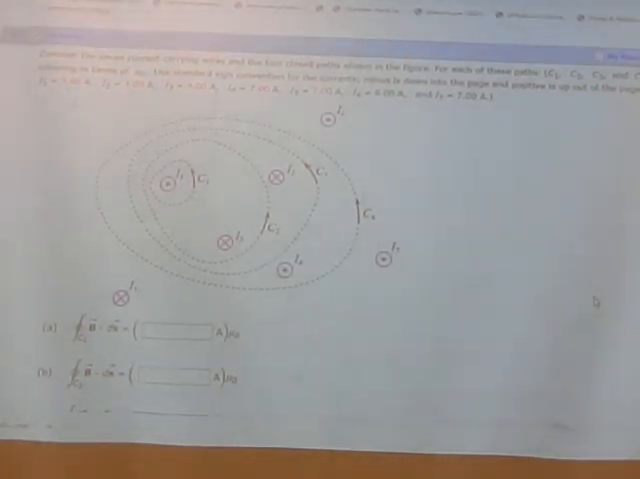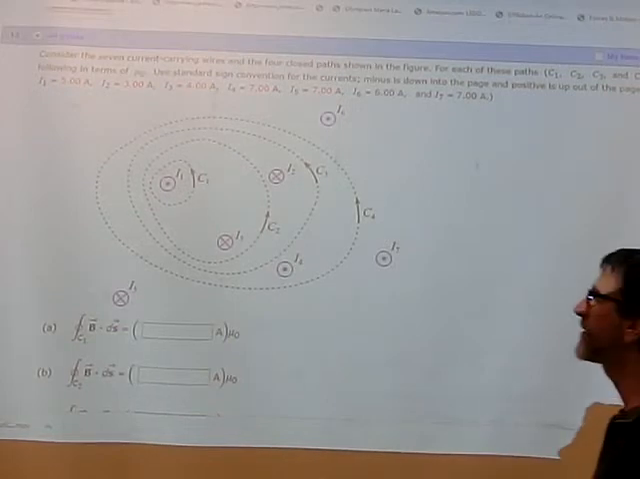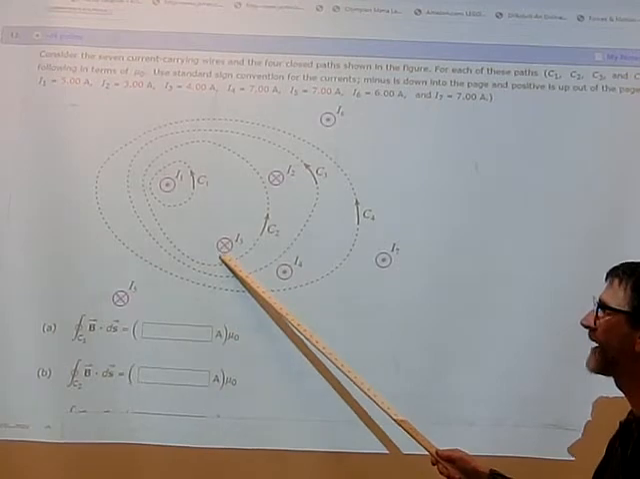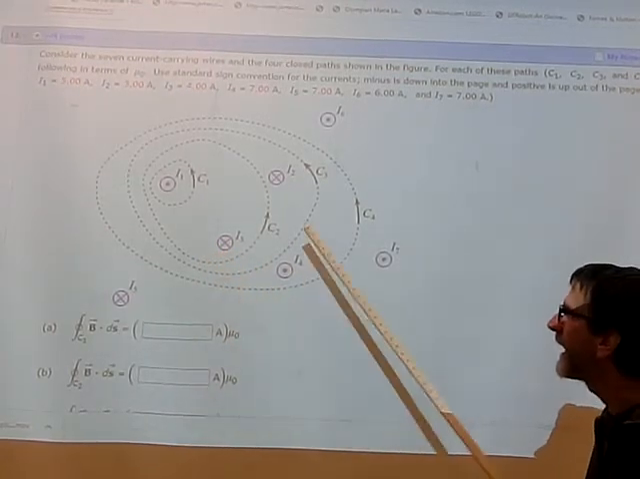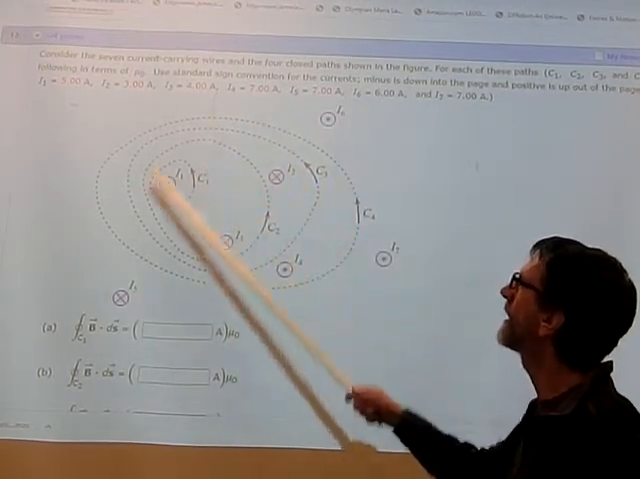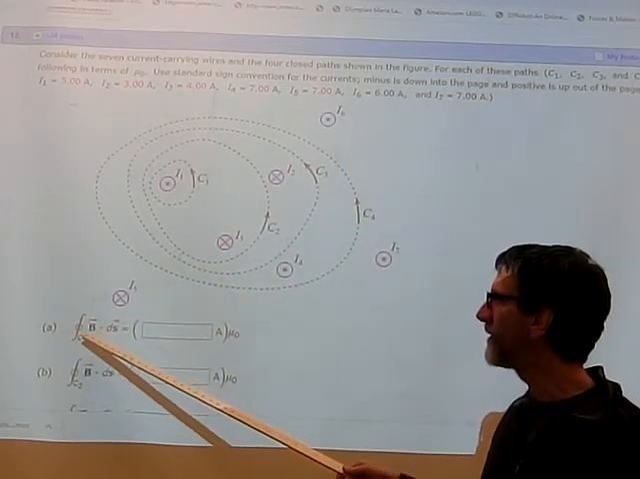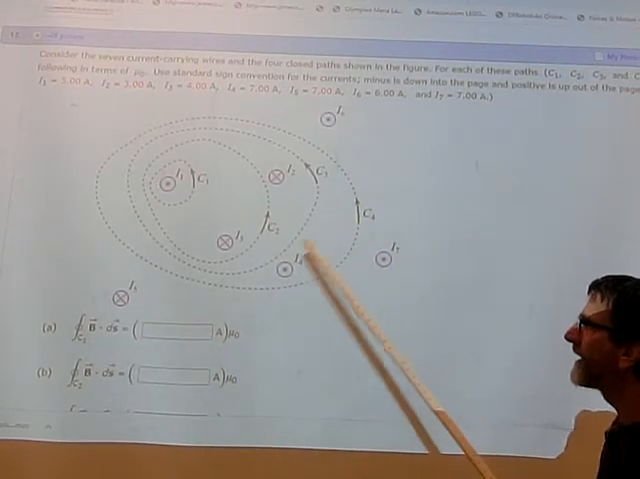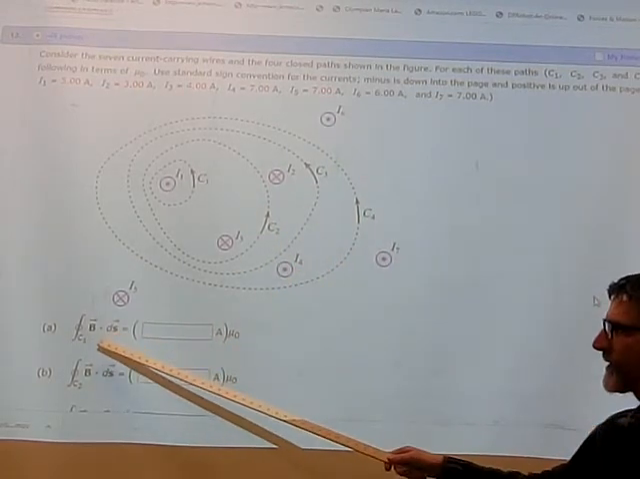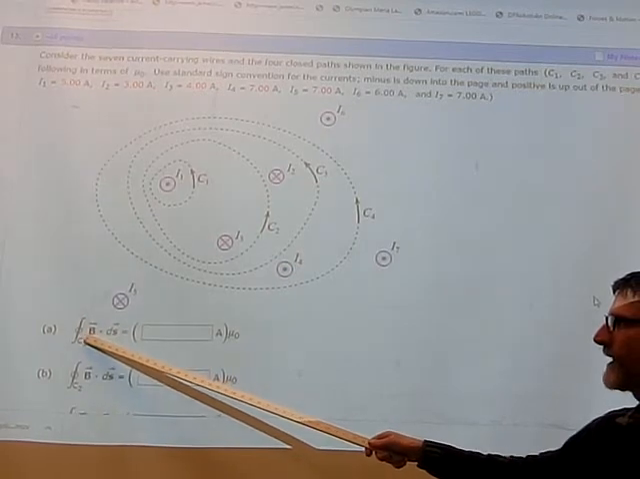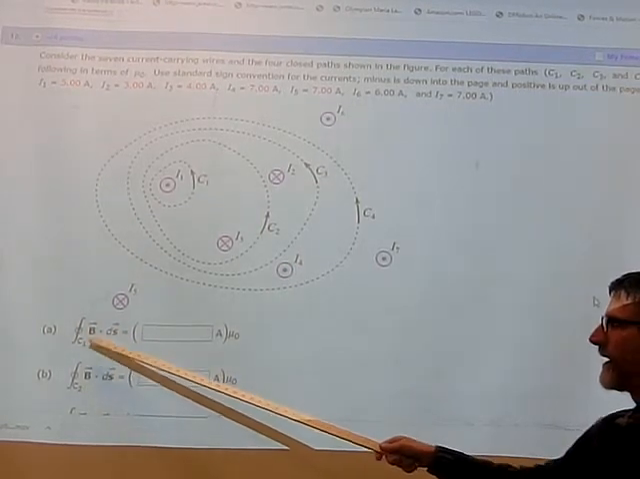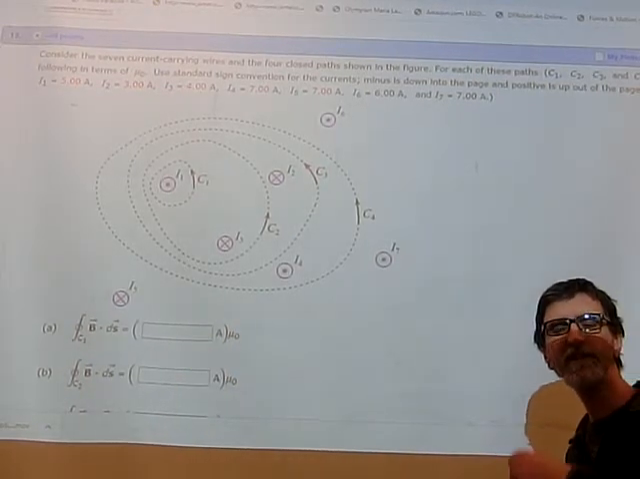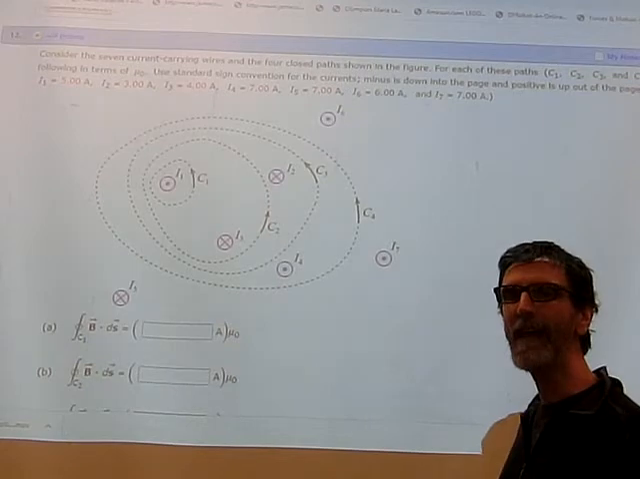Okay, problem number 13 from the homework shows a bunch of current carrying wires that are carrying current either out or in, shown by the dots and X's, and a bunch of imaginary Amperian loops. And it's asking you to use Ampere's law to figure out how much current is inside each of these loops. Because remember, Ampere's law is the integral B dot ds around a closed loop equals mu naught, that constant, times the amount of current that's passing through, or it's inside that loop.